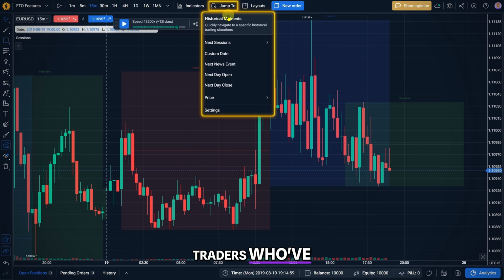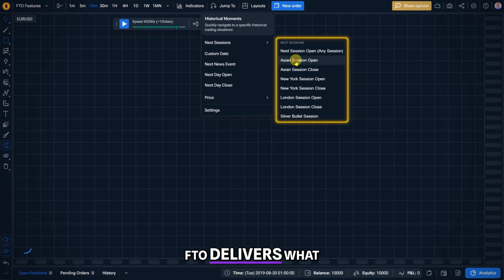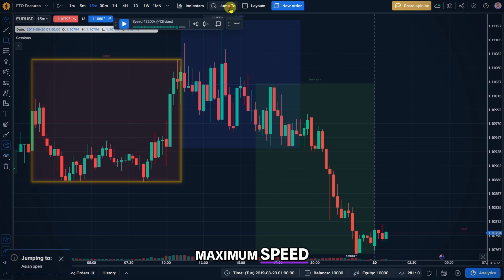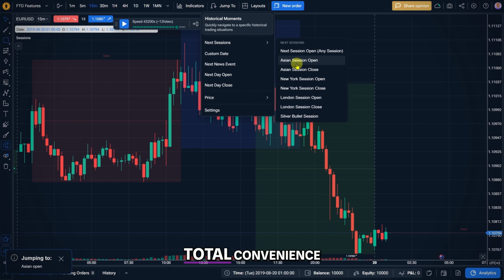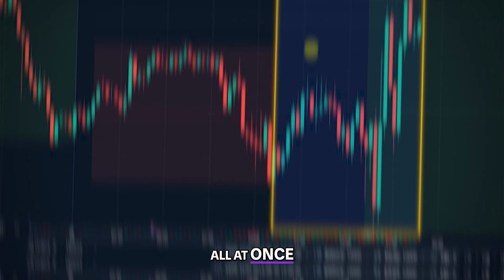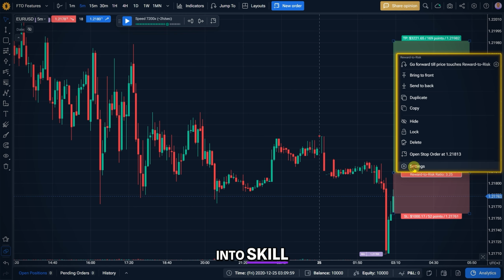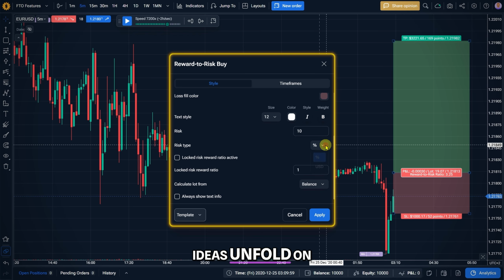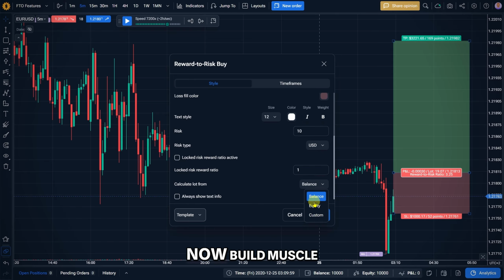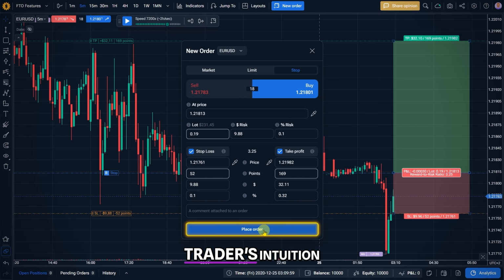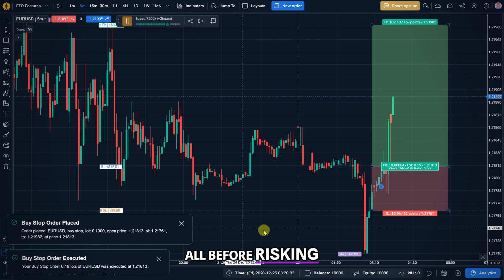Created by traders who've walked in your shoes, FTO delivers what others can't: maximum speed, ultimate precision, and total convenience. All at once. Transform theory into skill as you watch your ideas unfold on real historical charts. Now build muscle memory and a developed trader's intuition, all before risking a single dollar of real capital.